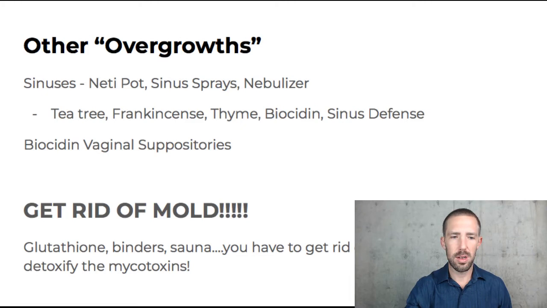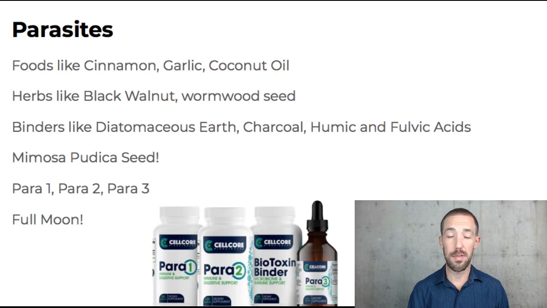So then we also have parasites next. Once again, there are foods that are anti-parasitic. If you look up the herbs that are anti-parasitic, if you look up the essential oils, there's a lot of them. So this is certainly not an all-inclusive list. But foods like cinnamon, garlic, coconut oil, herbs like some of the more famous ones, black walnut, wormwood. Those are in a lot of different parasite products. And then binders can help with parasites. So things like diatomaceous earth, activated charcoal, carbons, humic and fulvic acids, really, really helpful.